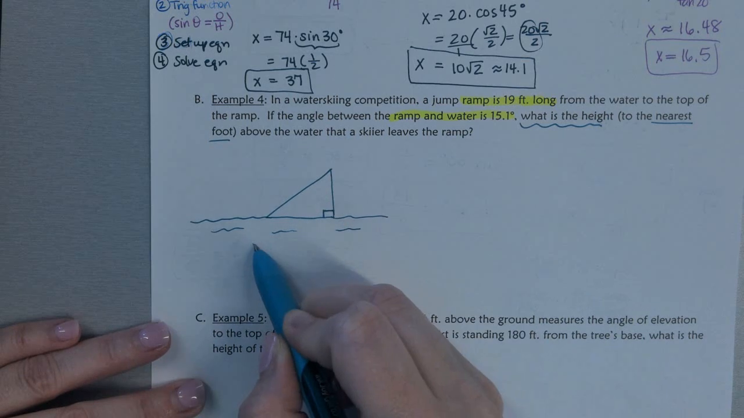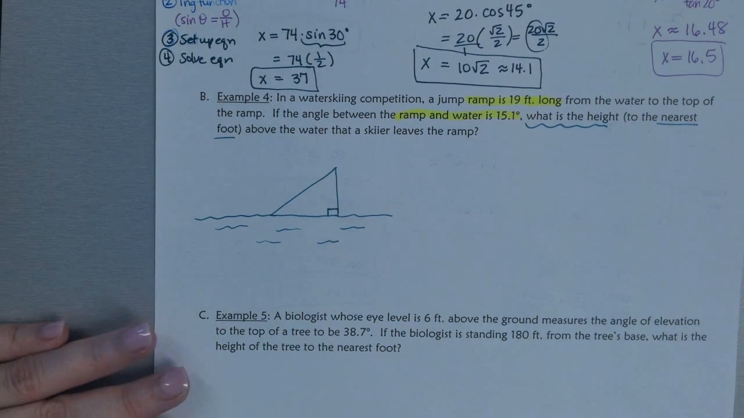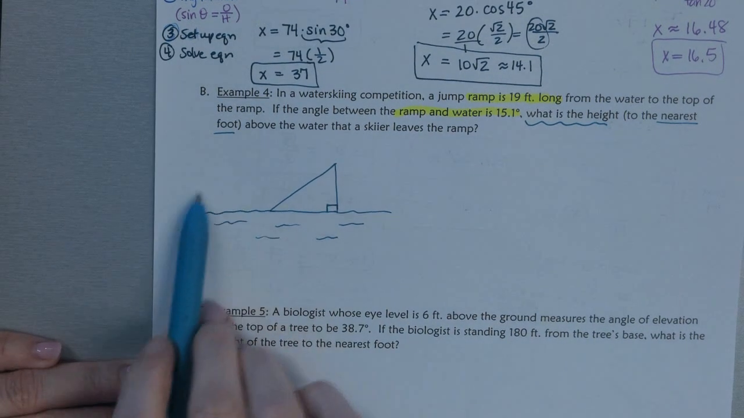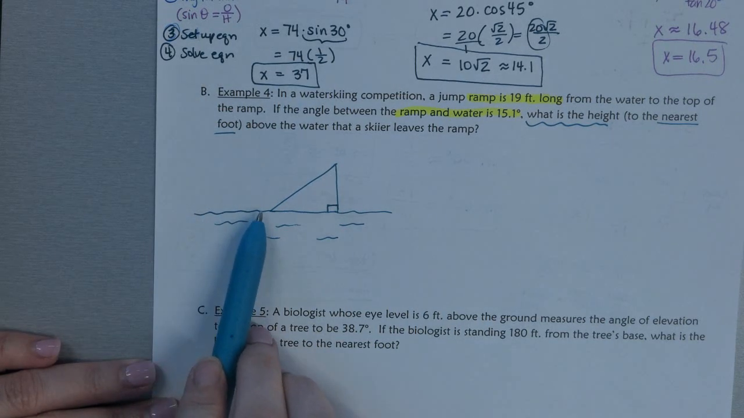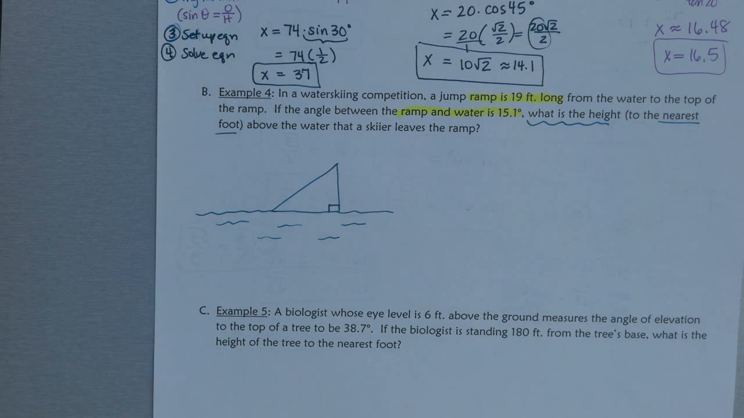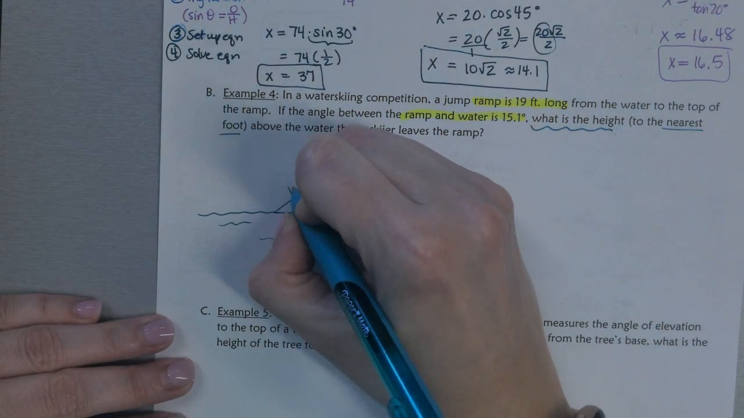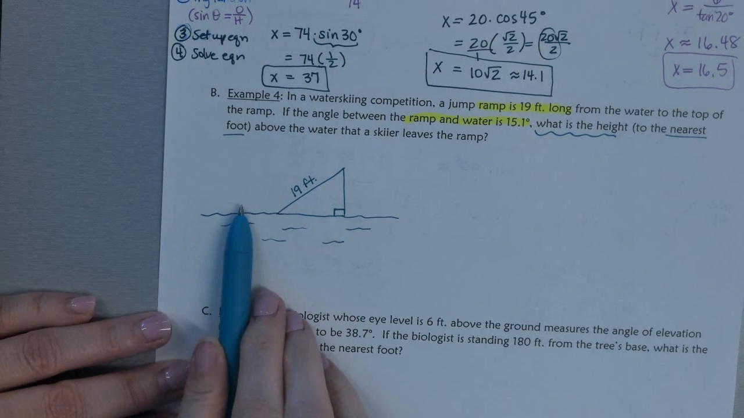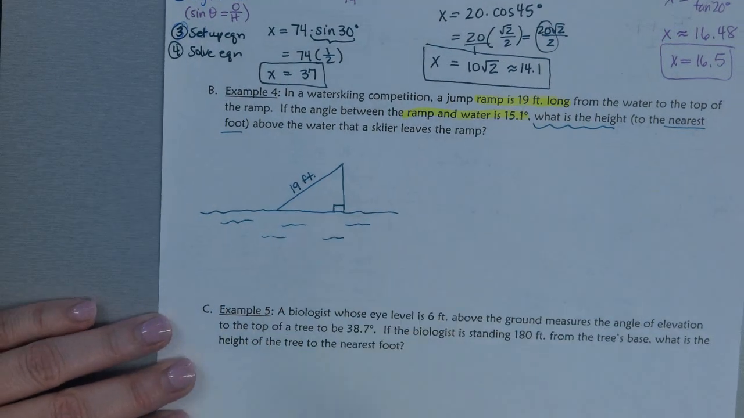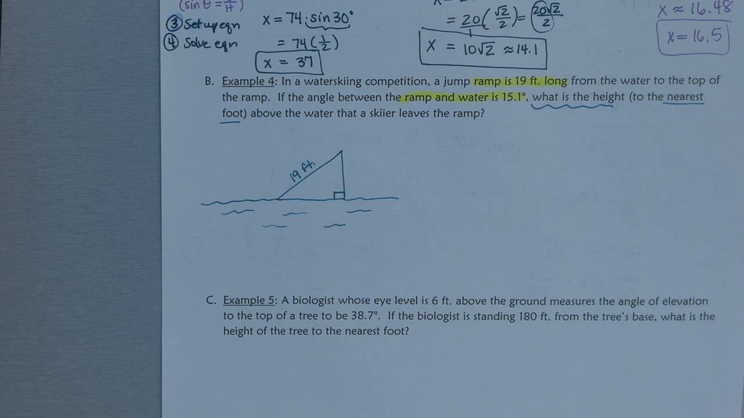Water is optional. Okay, and then I have my water skier, so here's my water skier person, and then this is the ramp. So where should I be putting the 19? Yes, the hypotenuse. This is how far they are. Think about where the water skier's going, right? They're going up the ramp and then, woo!